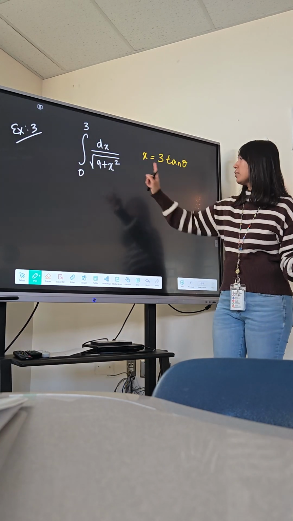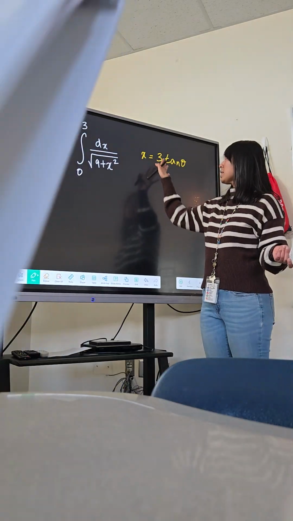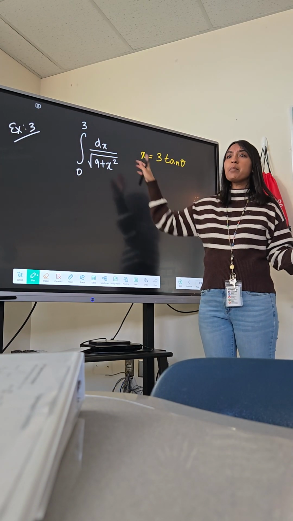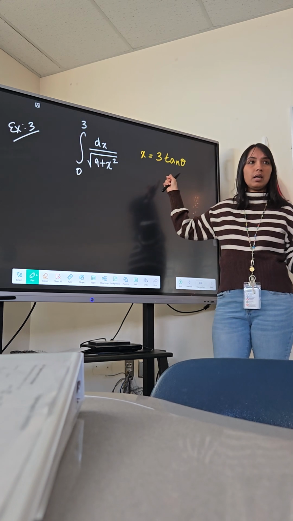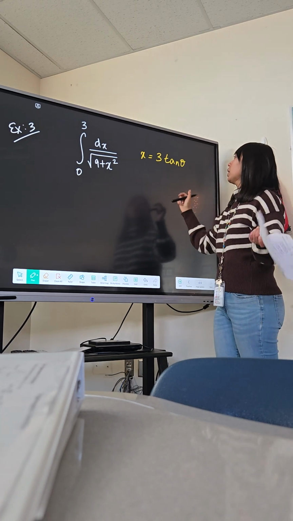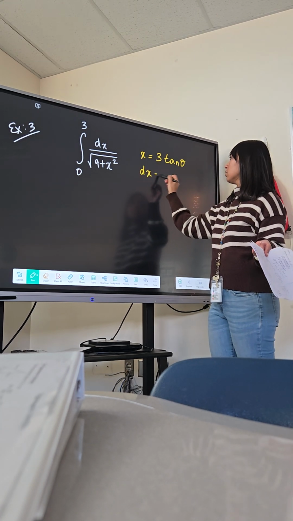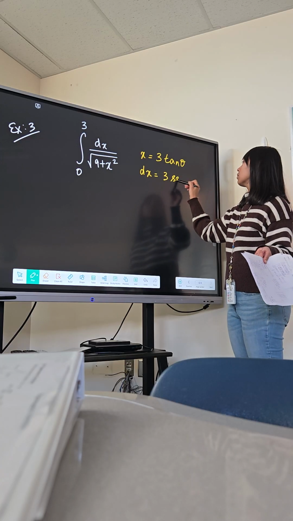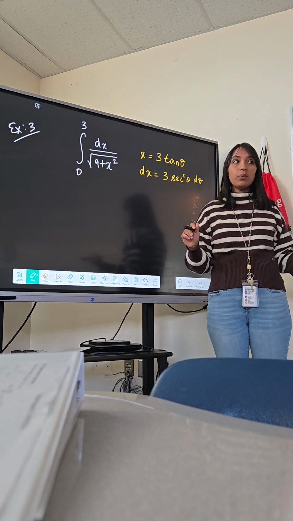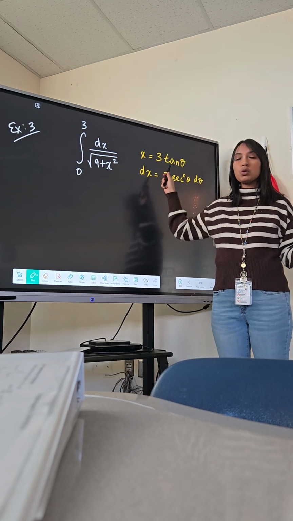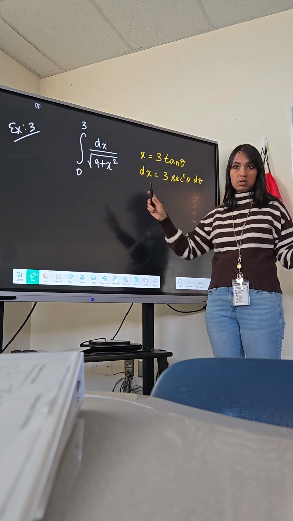So once I find the derivative of all of these, I'm also going to match up my bounds with the new theta. Okay, so what is dx? 3 secant squared theta d theta. Now we're going to switch our bounds as well to match with our new theta bounds.